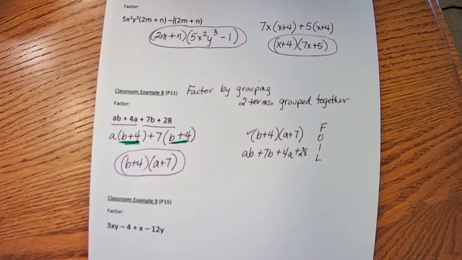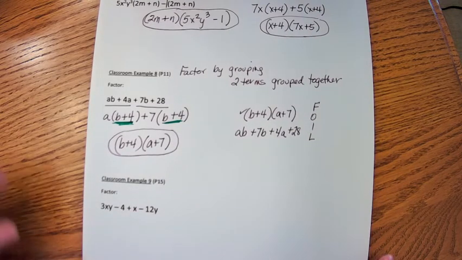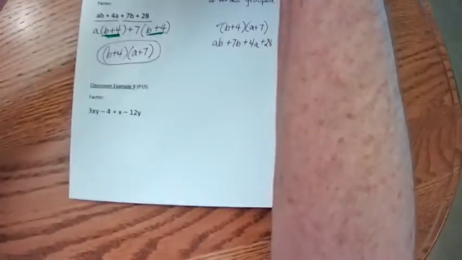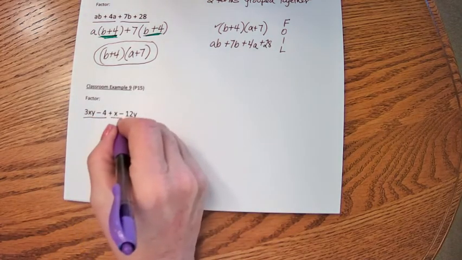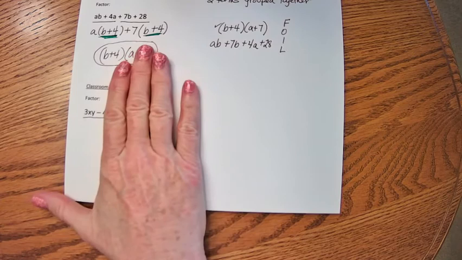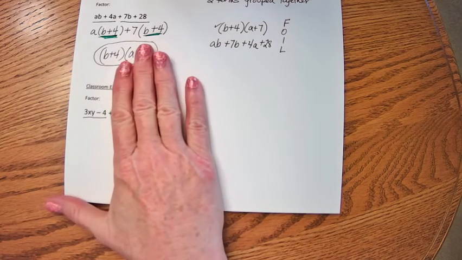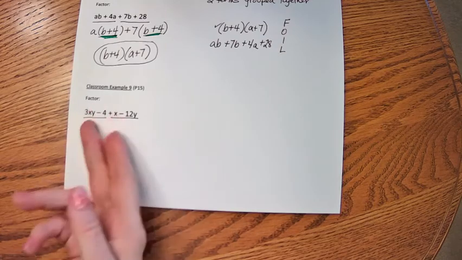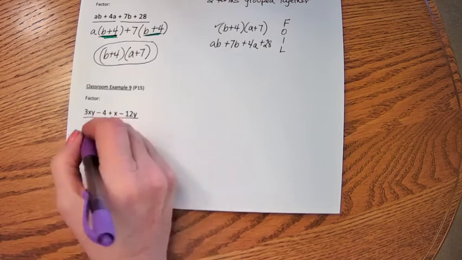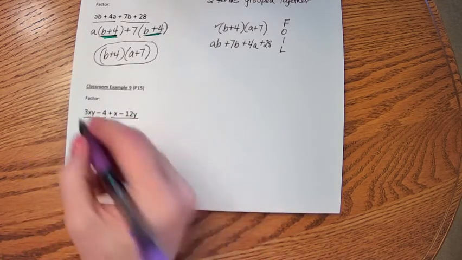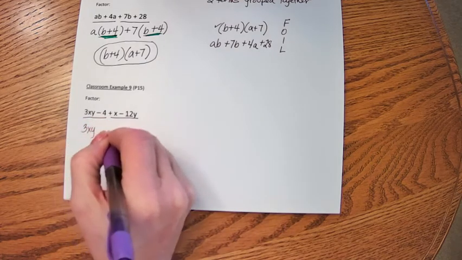All right, so if we look at example 9, again we have four terms. Our technique when we have four terms for factoring is factor by grouping. If I factor these two together and these two together, is there any common factor other than a 1 between 3xy and negative 4? No, they don't have anything in common. So I might have to swap the order of some of my terms. Let's swap the x and the negative 4.